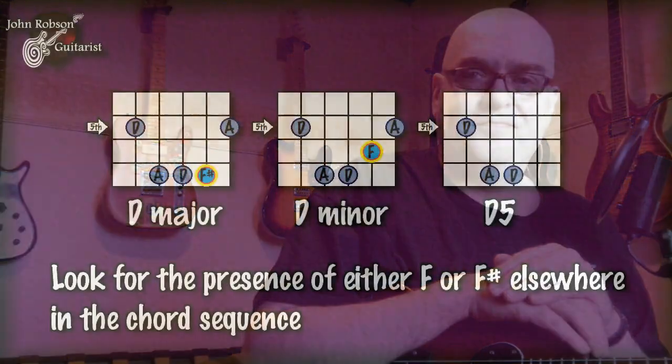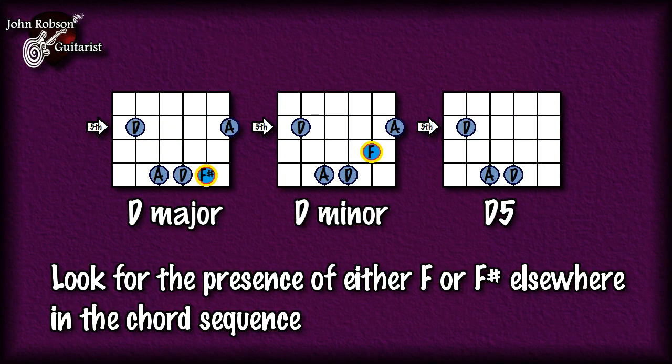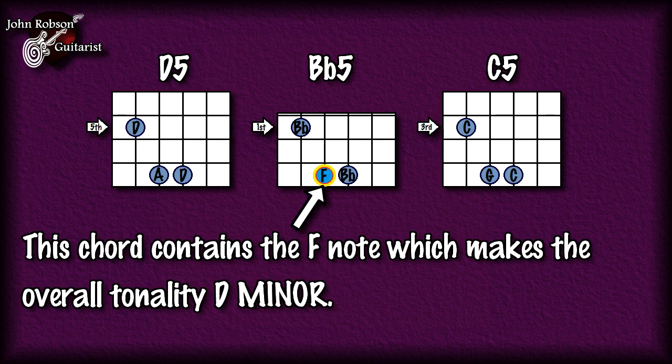Well, this is how I've always figured out whether to use a major or a minor pentatonic in situations like this. The important thing to know is what is the difference between a D major and a D minor. You can see here quite clearly laid out that D major has an F sharp note in it and D minor has an F note in it. So what we need to do is look for that telltale F sharp or F note elsewhere in the chord sequence. And right here you can see that the F note is contained within the B flat 5 chord.